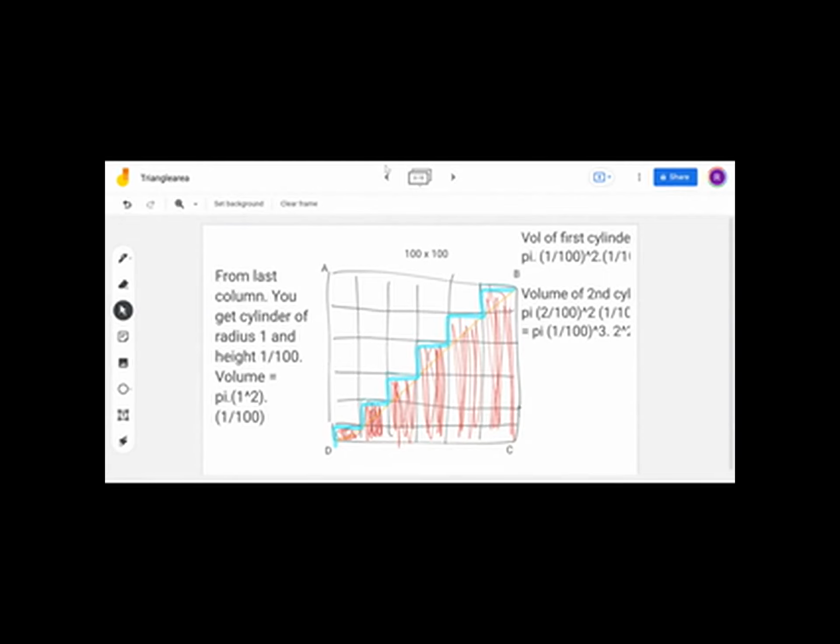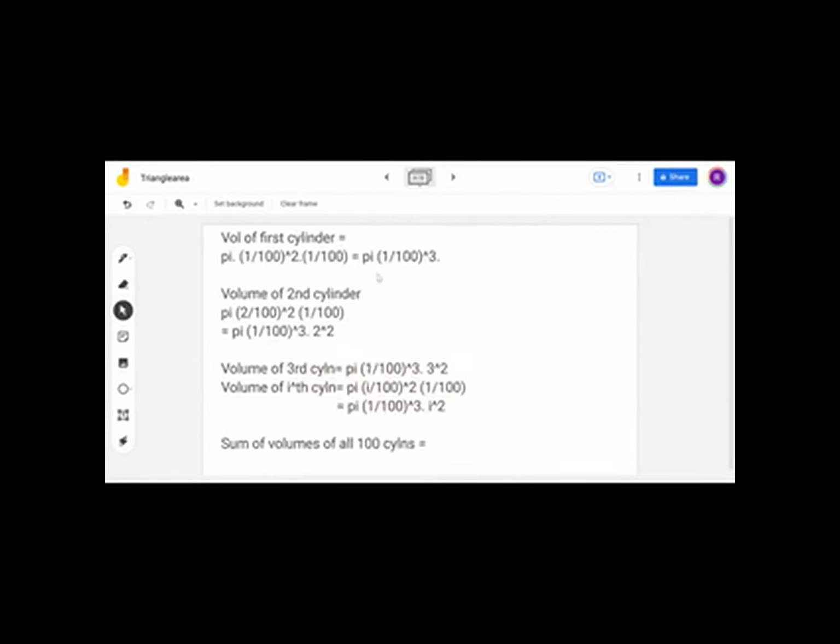So by adding up all these things, adding up pi times 1 over 100 cubed, then pi times 1 over 100 cubed times 2 squared, pi times 1 over 100 cubed times 3 squared, and so on, I will get the volume of the cone approximately. Now, can someone tell me how do I add this and get the answer? How do I add up all these things? What is the sum of all these things? Does anyone know how to add these things?